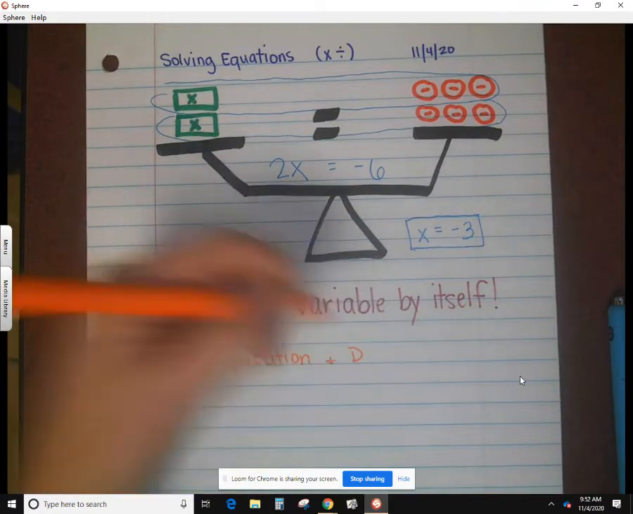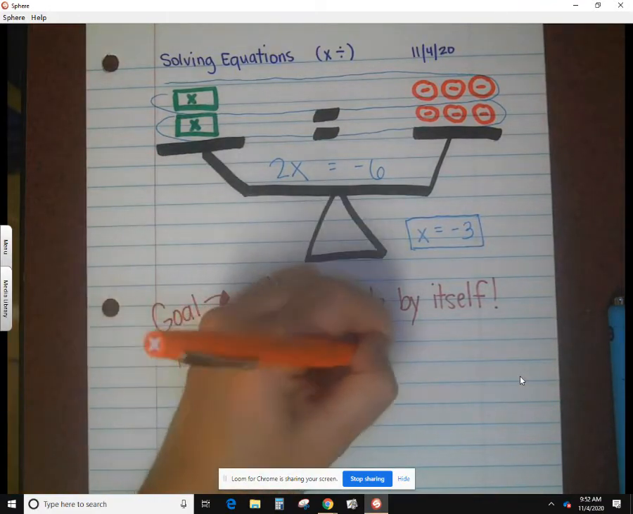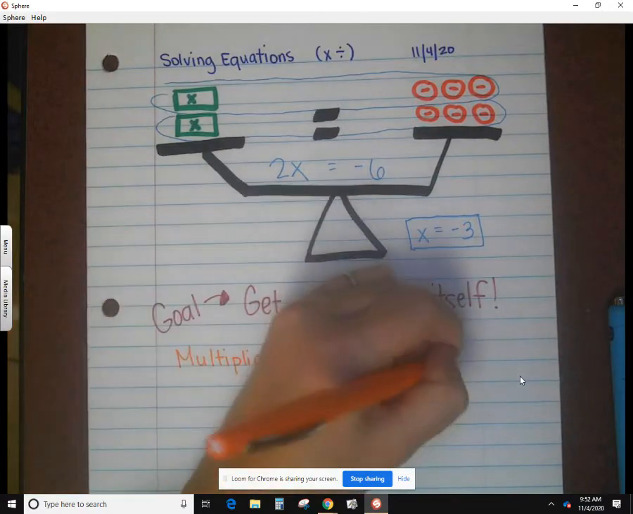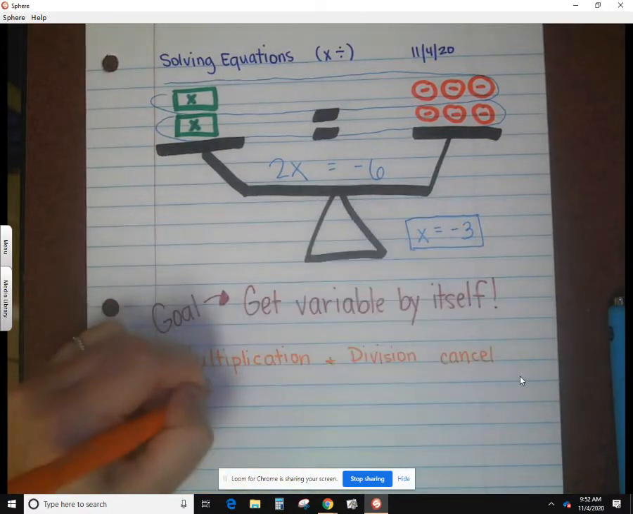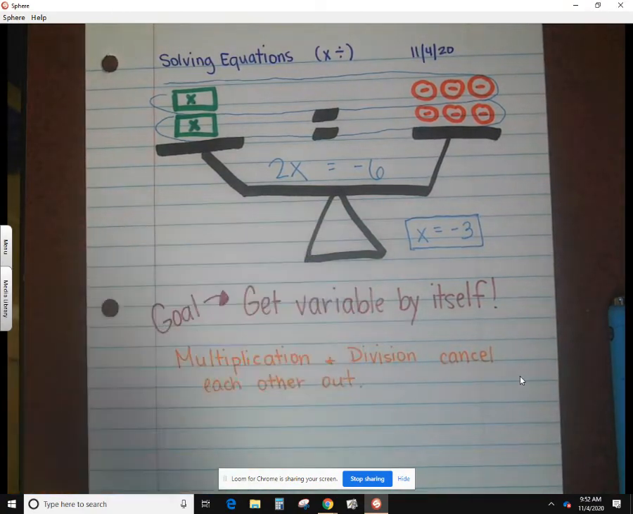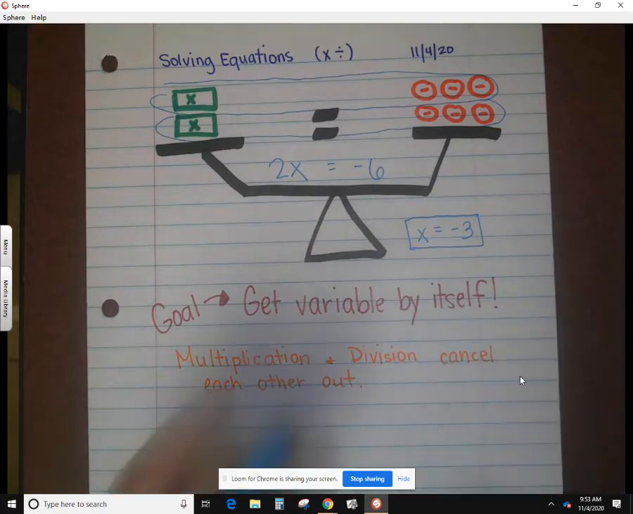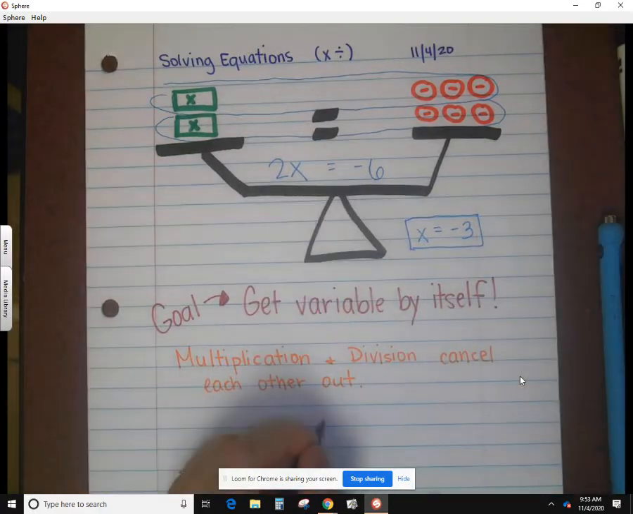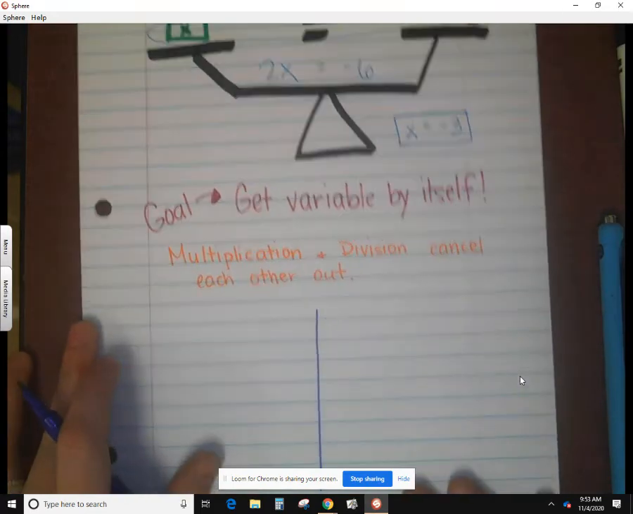Multiplication and division cancel each other out. So for instance, if I took the number 1 and I multiplied it by 5, that gets me 5. And then I divide by 5, that's going to get me back to 1. So the multiplying by 5 and dividing by 5 canceled each other out. We were right back where we started. We're going to go ahead and do 2 examples, 1 multiplication and 1 division.